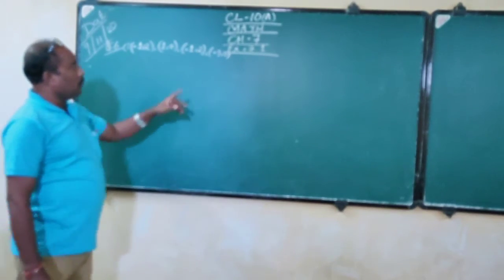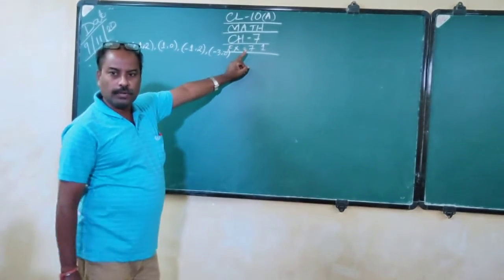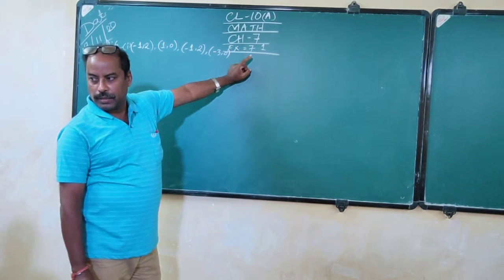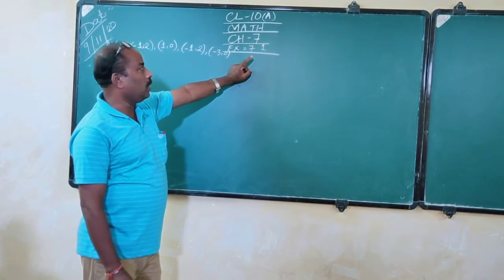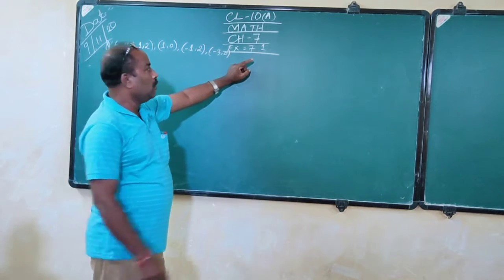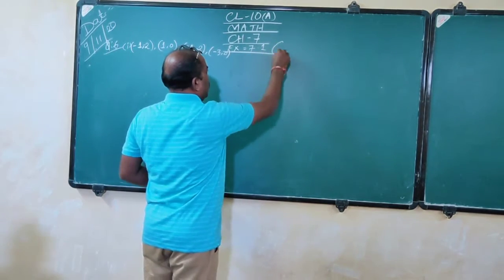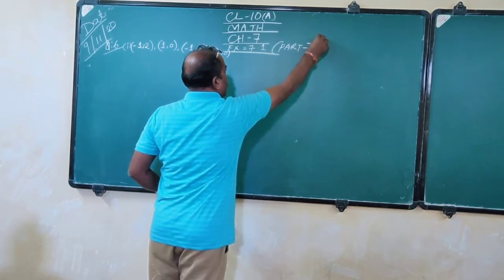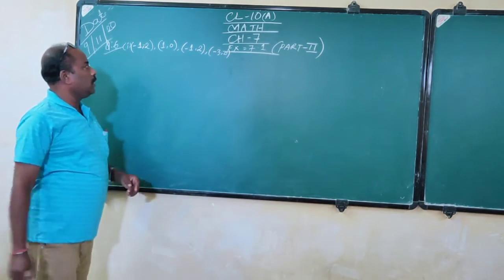Okay, so today we have to go for chapter 7. What is the name of chapter 7? Coordinate geometry. First class we have done already. This is your exercise 7.1 part 2, because second class we are taking coordinate geometry.